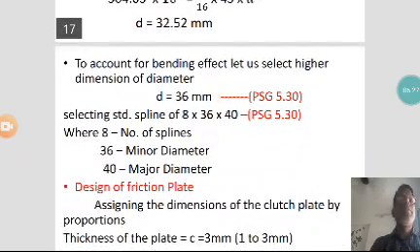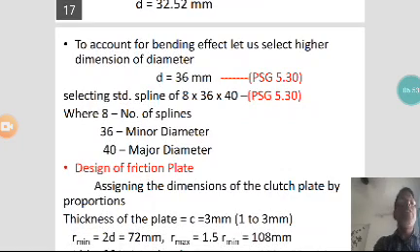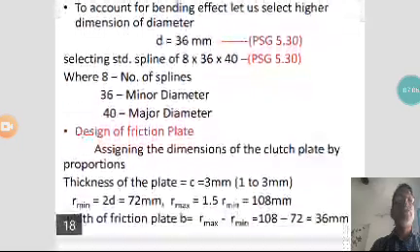Now 36 is a standard value, and the standard values are available in PSG on page number 5.30, so with reference to that we are taking it here. Once you select this d, it is the minor diameter of the spline shaft. For a spline shaft there are always splines, so the outer diameter is definitely greater than the minor diameter, that is 40. This you can again select from the PSG. In PSG that data is available, whether the splines are 6, 8 or 10 for the 36 mm diameter, so accordingly you can select, and we select the standard spline shaft 8 by 36 by 40.